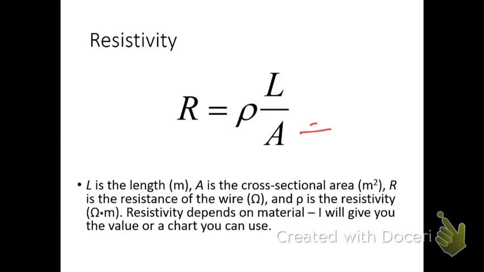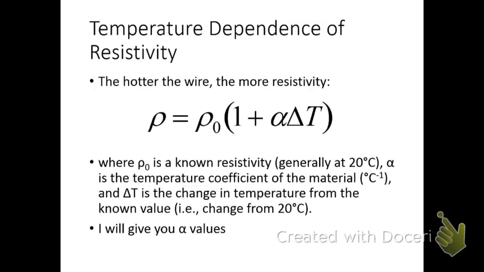For wires, generally the cross-sectional area is a circle, so I can replace that with pi r squared, where r is the radius of the wire. Like I mentioned earlier, resistivity does depend on temperature too. So rho equals rho naught times 1 plus alpha delta T. Rho naught is some known resistivity for that material, which will be given to you.